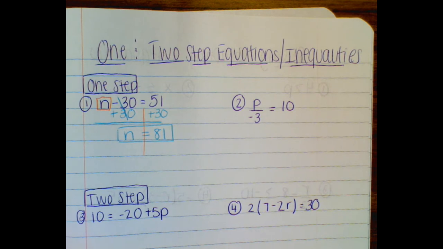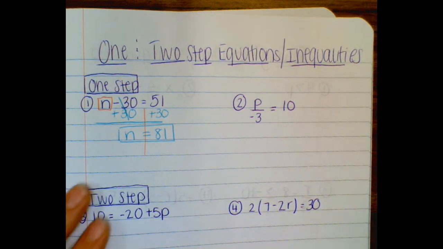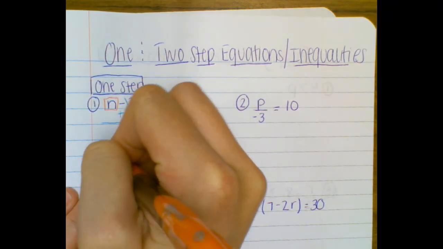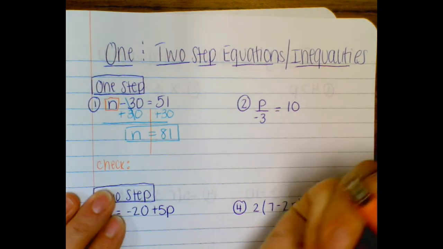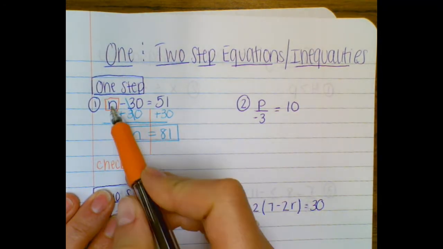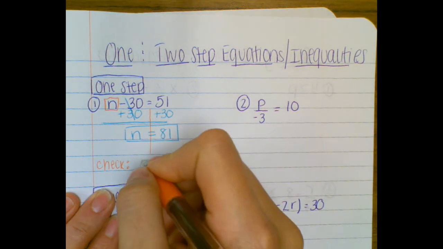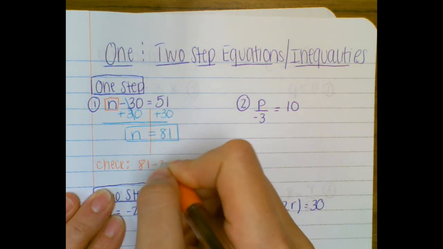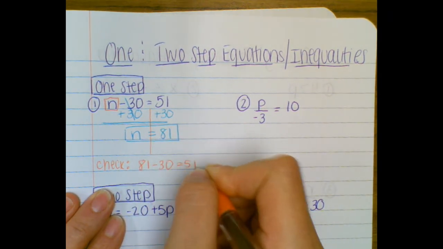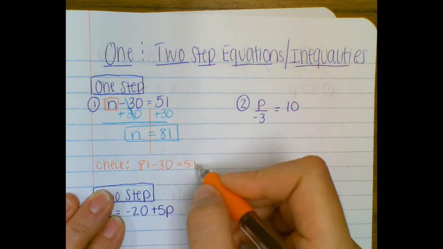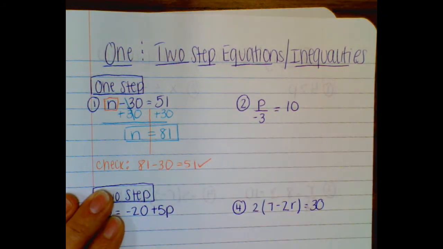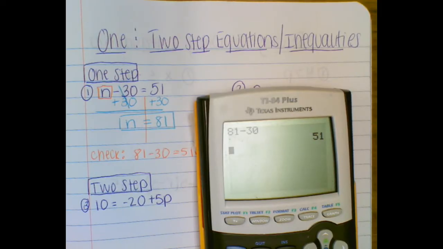Okay, if I do a quick check, the way to check your work is to replace the variable with your answer. So n is 81, so it'd be 81 minus 30 equals 51. And if you type 81 minus 30 into the calculator, you will get 51, so you know that you're correct. Always make sure to check your answers, because then you know that you're 100% right.